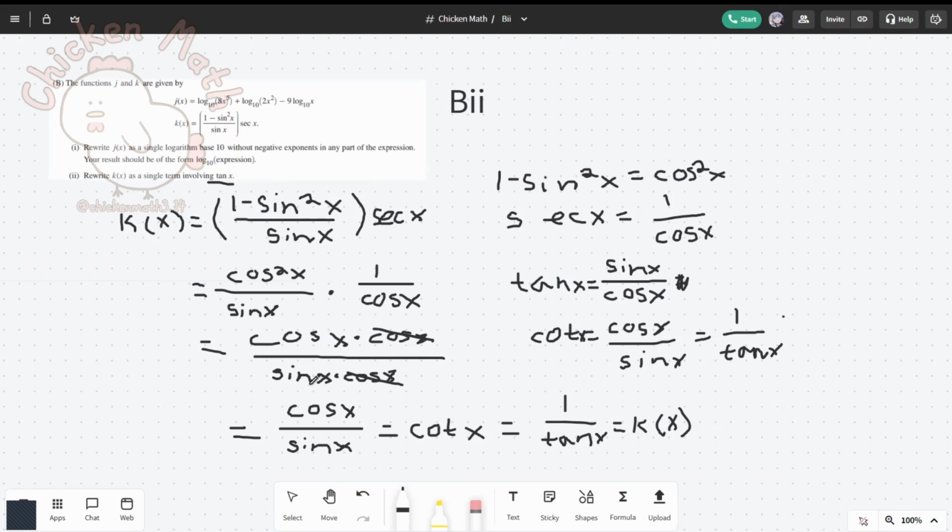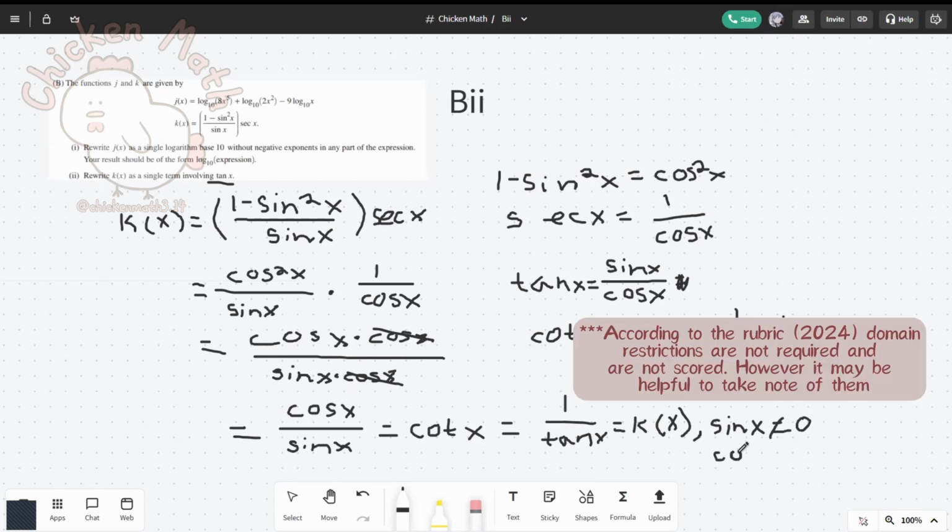And one last thing to mention is that sine x and cosine x cannot equal 0 because this is k of x, and this is also k of x. So everything that we're writing equal next to it is all equivalent to k of x, right? And we can't have this as an undefined term. So if sine x or cosine x at any point is 0, then that would make k of x undefined. So we want to specify that sine x cannot equal 0. And then cosine x can also not equal 0. That will be part of your answer. So just make sure you mention that.